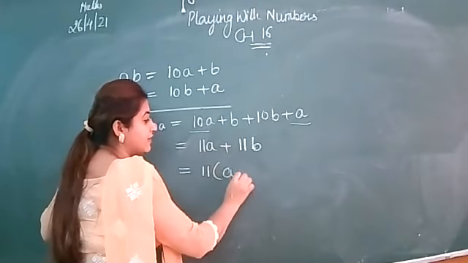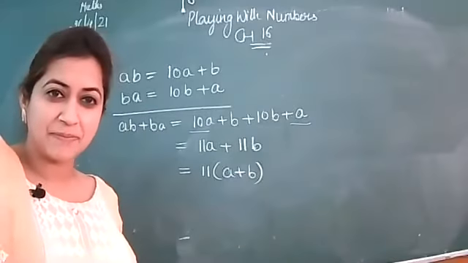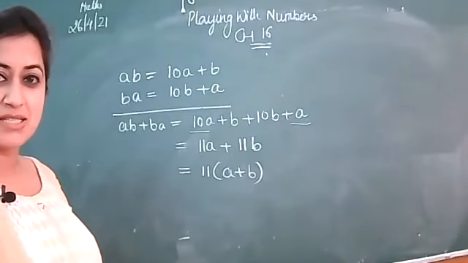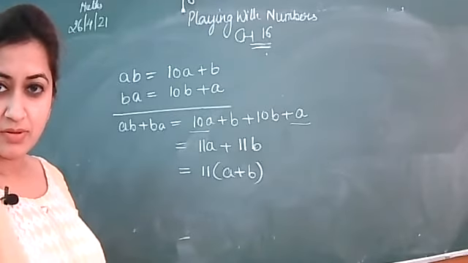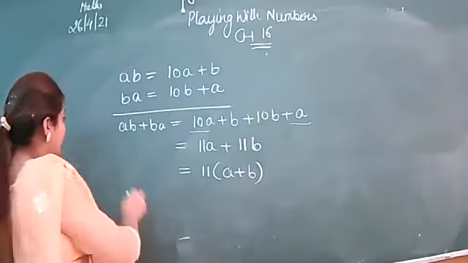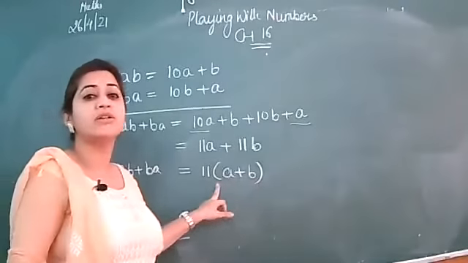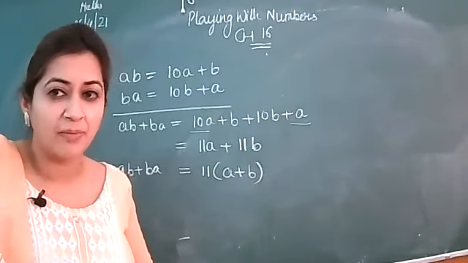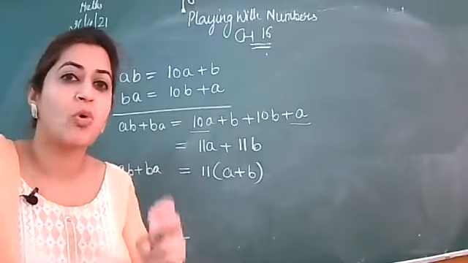So if I take 11 common, can you tell me the name of this property? Which property is this? Ma'am, distributive property. Okay, this is distributive property. Now, what do B and A here mean? What is A plus B? What does it mean? A and B are the digits of that 2-digit number. We added its digits.